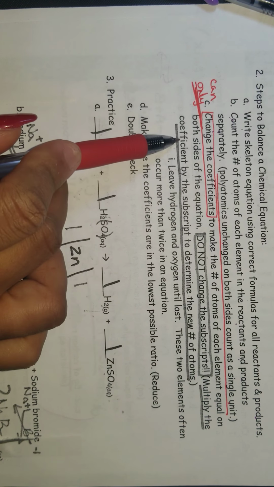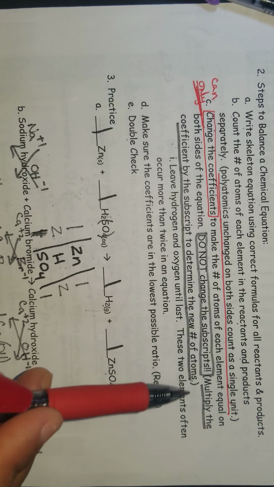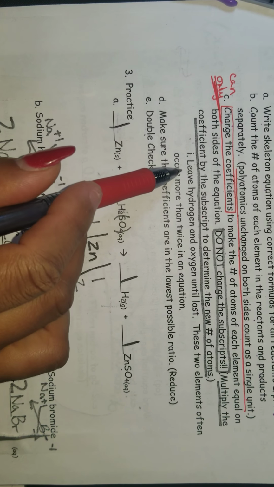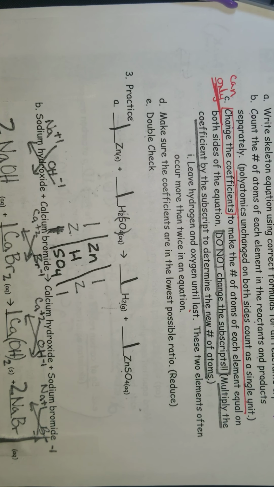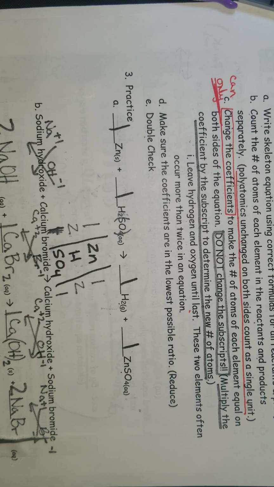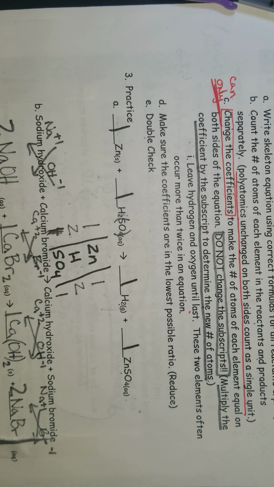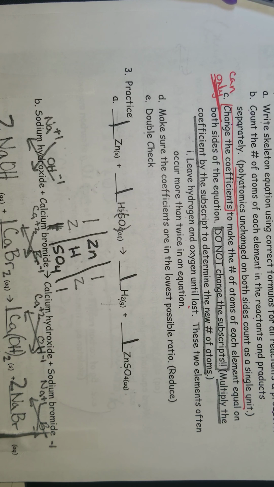Multiply the coefficient, the big number, by the subscript, the little number, to determine the new amount of atoms you have for that element. We're going to practice it soon. It says here, leave hydrogen and oxygen until last. That's kind of a hint or a clue. And there's a few reasons why. Mainly because that's probably going to be an acid-base reaction and it's going to form H2O. But they're just best to leave until last. It's just a clue. You don't have to. These two elements often occur more than twice in an equation. So we'll look at them later.